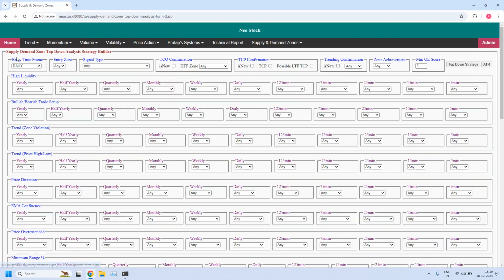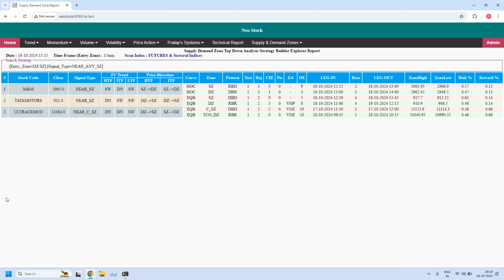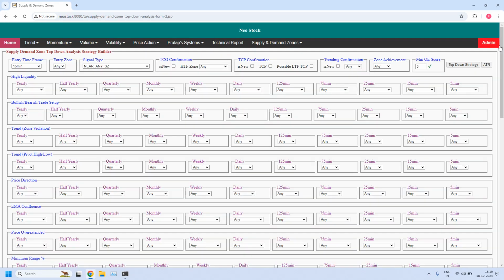Okay, next for 15 minutes time frame, let us find the stocks near 15 minute supply zone. 3 stocks are filtered. Let's verify any of these supply zones are having ITF confluence, ITF supply zone confluence.